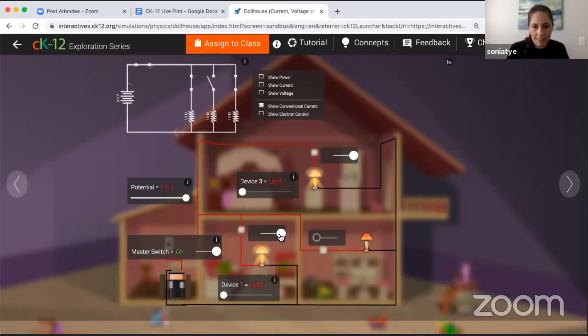The second thing I'd like you to investigate is why, when this lamp turns on, this one doesn't dim. They both can shine just equally as bright. And how would we determine that? Maybe we click on the power, the current, or the voltage. See if you can figure out where that brightness might be able to be determined in the sim.